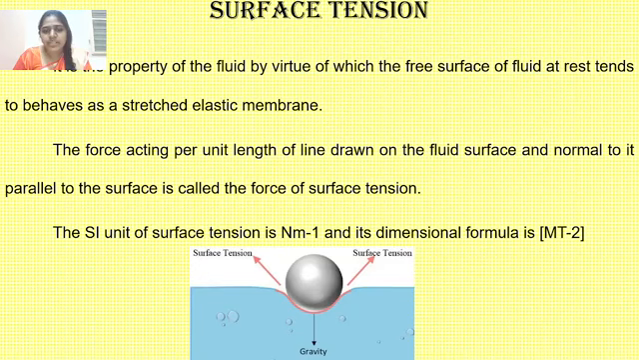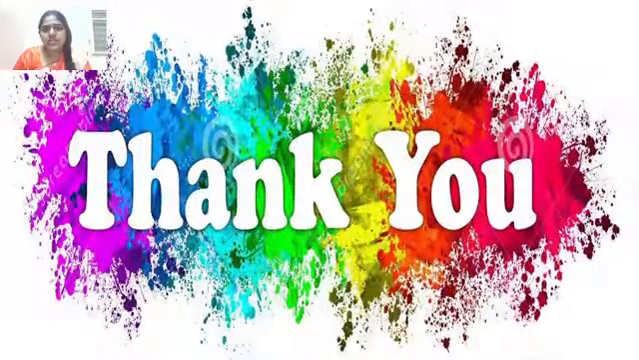The force acting per unit length on the liquid surface, being normal and parallel to the surface, is called the force of surface tension. The SI unit of surface tension is Nm^-1, and its dimensional formula is MT^-2. Thus, these are the mechanical properties of solids and fluids.